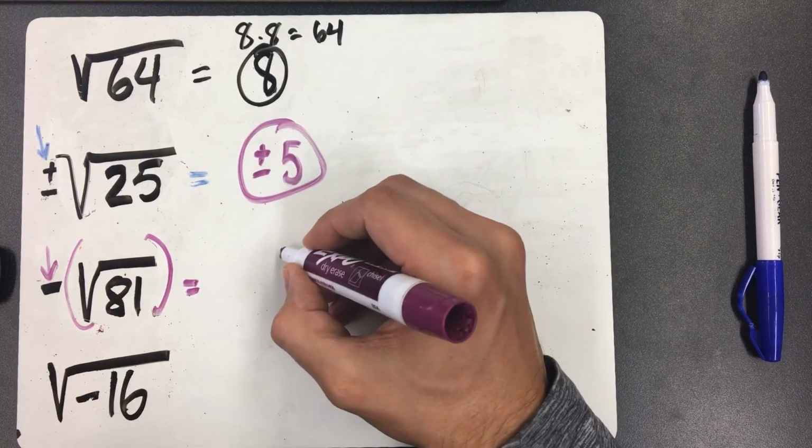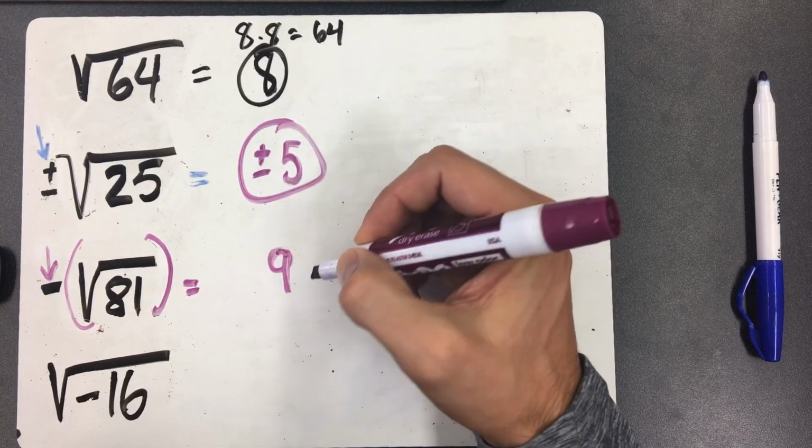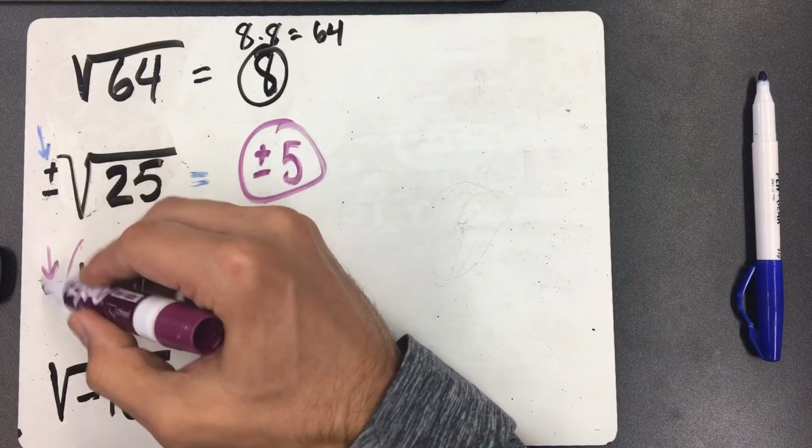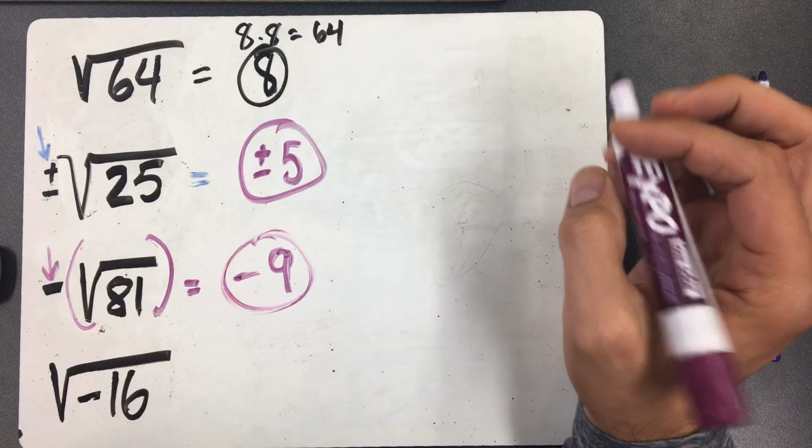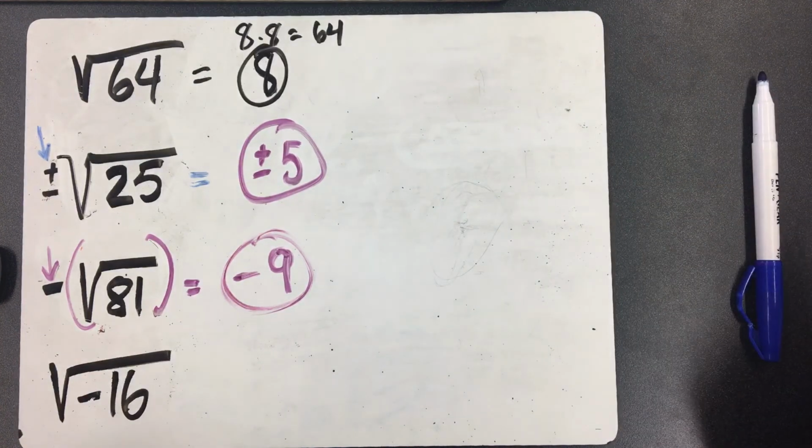What's the square root of 81? I believe that's 9, right? 9 times 9 is 81. If they have something out in front, that's cool. Just copy it down, and then that's it. Negative 9. Negative 9 is our answer.